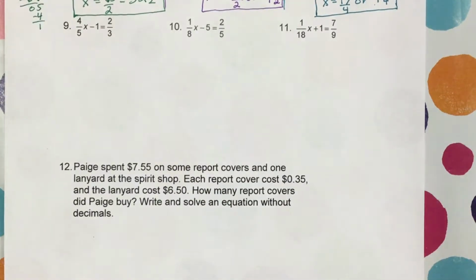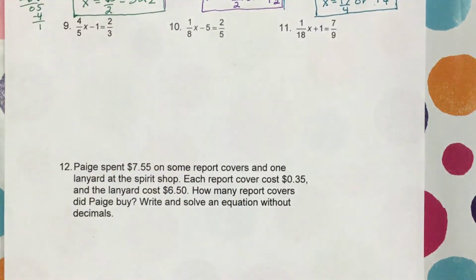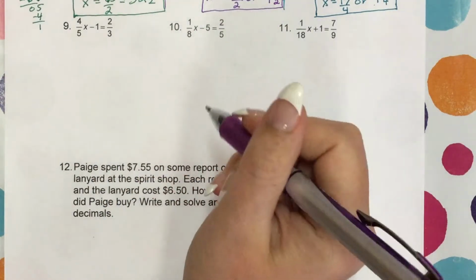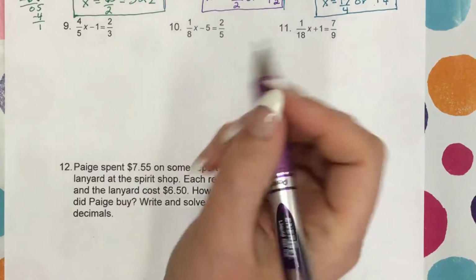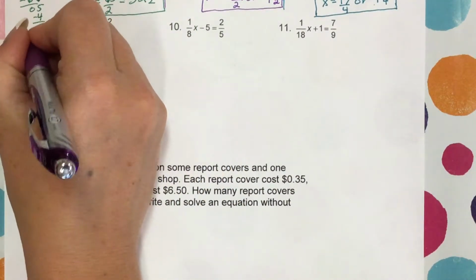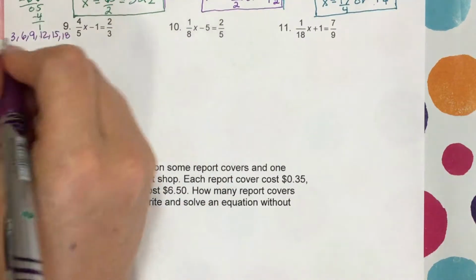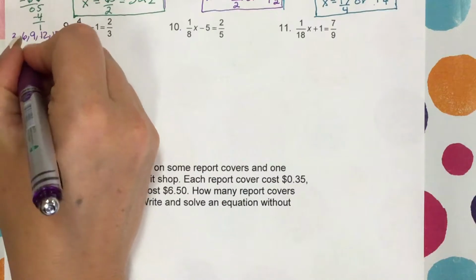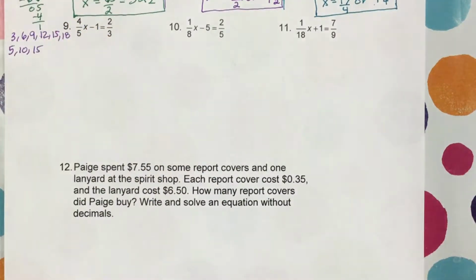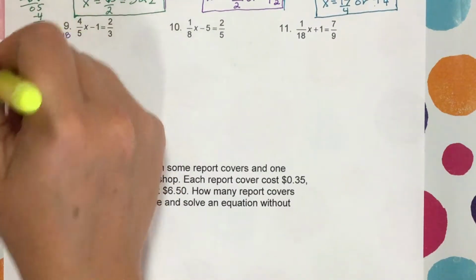Okay, we have problem 9, which is 4/5 x minus 1 equals 2/3. So the first thing we're going to have to do is determine what the LCM is. So that means we have to count by 3s, we have to count by 5s. So when I count by 3s, I get 3, 6, 9, 12, 15, 18. When I count by 5s, I get 5, 10, 15, and then there we go. I see that 15 is the least common multiple between 3 and 5.